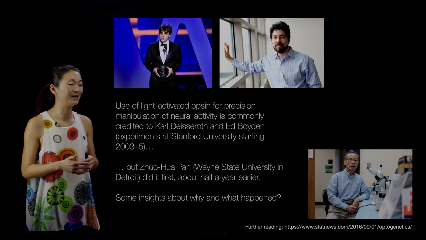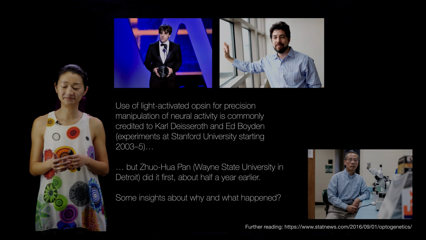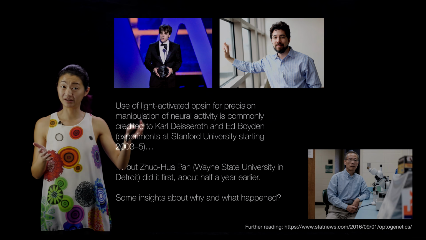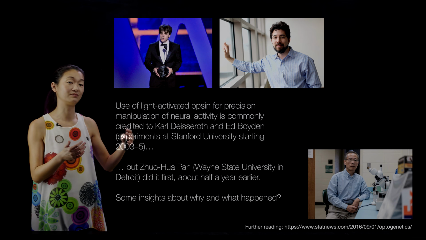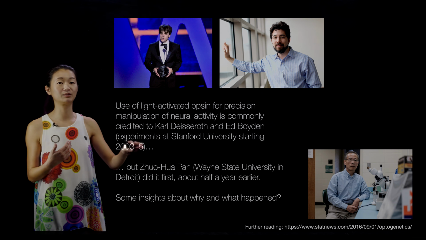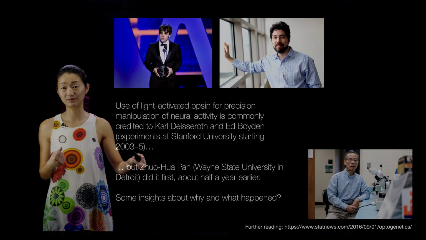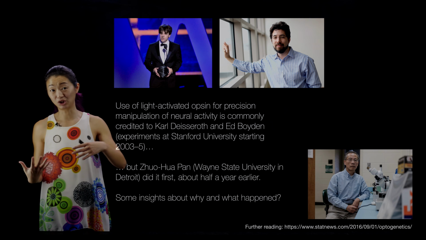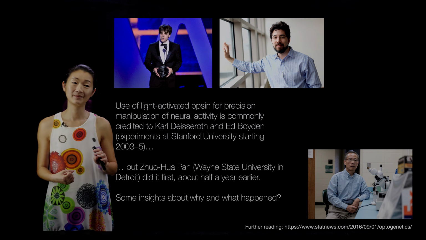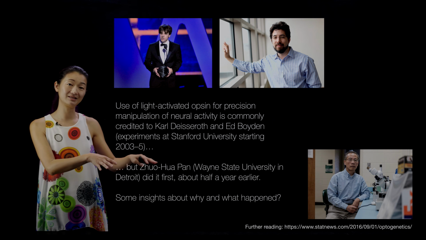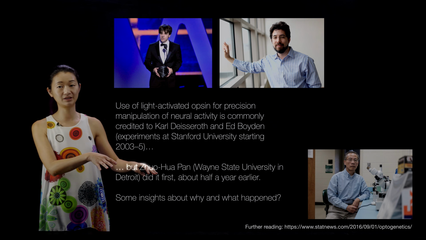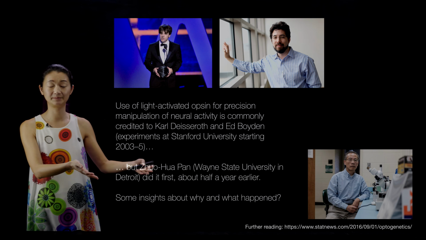And so among the different factors that led to Karl and Ed essentially getting all the credit for having discovered optogenetics and Zhuhua not, one of the considerations is that Zhuhua was not able to publish his paper. Even though he did it earlier, his paper was not published until after Karl and Ed published theirs. By the time it came out, it wasn't nearly as big of a deal because Karl and Ed did it first. Why did it take this paper so long to get published? That is a good question to ask.